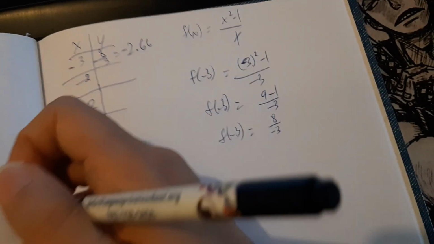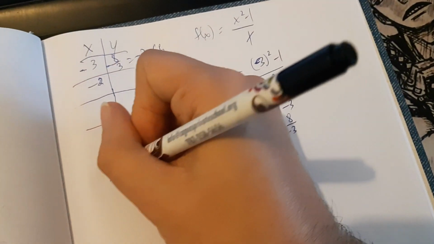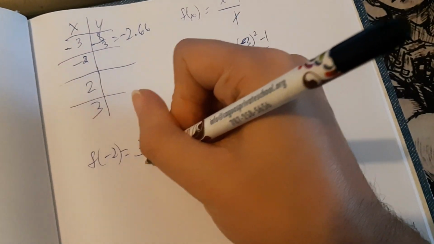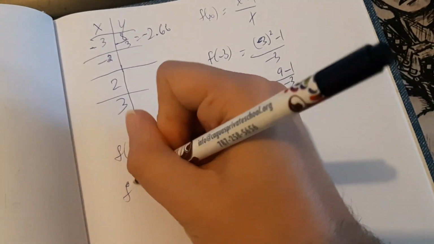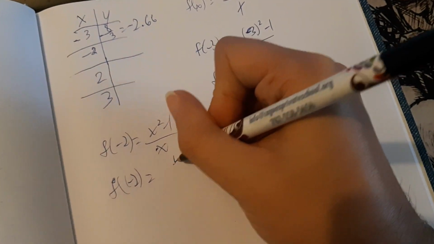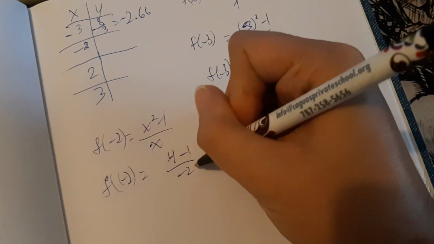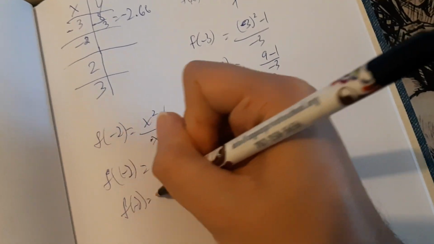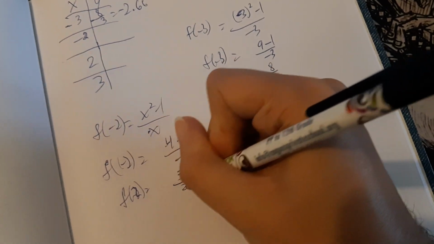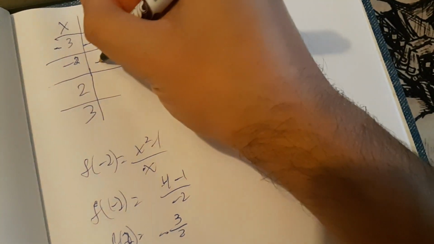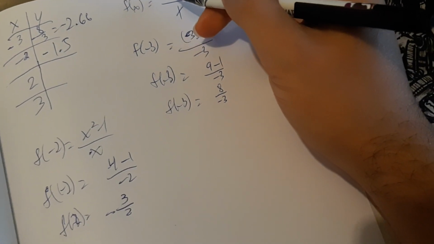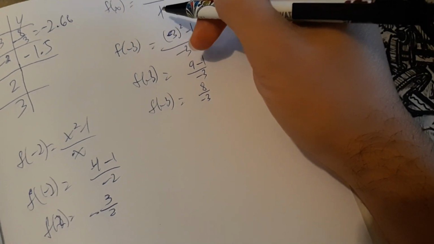Then for -2 we do the exact same thing. So f of -2 is equal to x squared minus 1 divided by x. And I'm going to go really quick through this because I don't want this video to be way too long, which it kind of already is. So f of -2 would be, that's a horrible 2, -3 halves, which would be around -1.5.